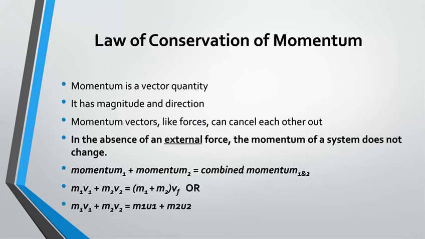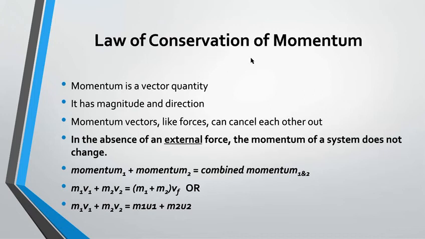Then there is the law of conservation of momentum. Few important things regarding momentum are there. Momentum is a vector quantity because it has a magnitude and a direction. And like vectors, momenta can also be added to each other with the help of the parallelogram law or head to tail rule. So like forces, momentum vectors can also cancel out each other.